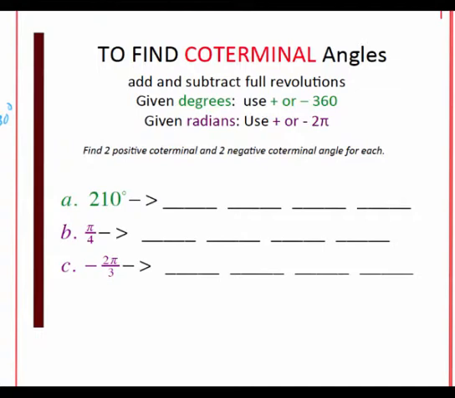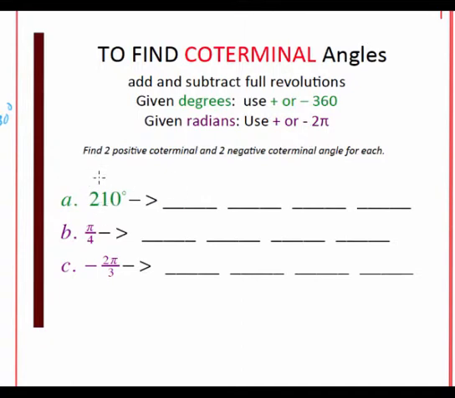Alright, so let's end this video with this calculation. We're just trying to find coterminal angles. And the way, again, to find coterminal angles is just to add or subtract full revolutions. If the problem is in degrees, and so far you've only seen that in degrees, we're going to add or subtract 360 from that angle, and we will find a coterminal angle. However, if you're given an angle in radians, we are going to add plus or minus 2 pi to that particular angle.